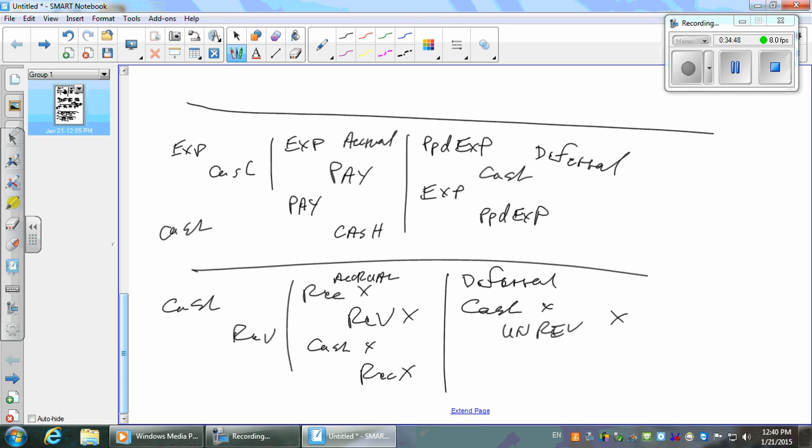And then what? I earn it, let's hope. I'm not going to give them the money back. What do I do? Debit the unearned revenue and credit what? Service revenue or whatever it is. Those are the only possibilities. Either they are going to pay me when I earn it, they're going to pay me in advance, or they're going to pay me later. The same is true on the expense side. That's everything there is.